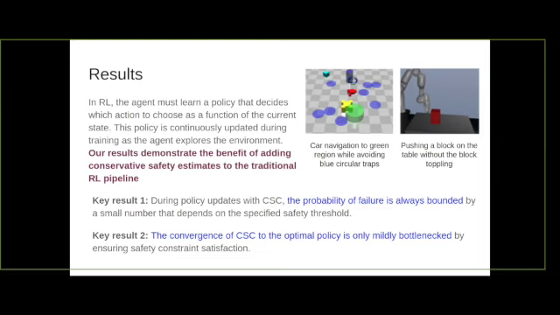So I hope that this framework for reinforcement learning enables safety critical real world applications useful for robotics.